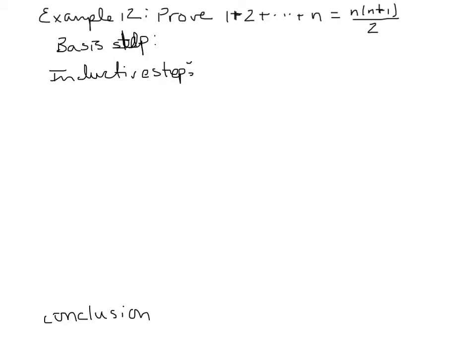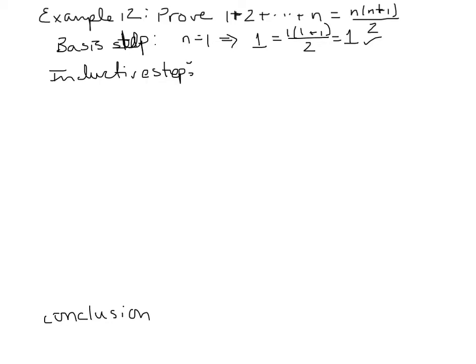So the basis step is just our base, and a lot of times we're going to choose either 0 or 1. Because this equation starts with a 1, we're going to use 1. So for n equals 1 in this equation, the left-hand side is just 1, and on the right-hand side I'm going to plug in 1, so 1 should equal 1 times 1 plus 1 all over 2. 1 plus 1 is 2, 2 divided by 2, yep, that is 1. And there's our basis step. We've shown that this works if n equals 1.